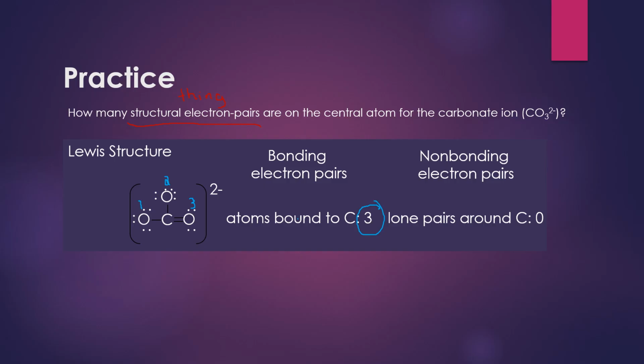Now we can take this a step further and also determine the shape. So might as well, since we've already drawn the Lewis structure, 3 total things, all of those things are atoms, 0 of those things are lone pairs, so the shape for this guy would be trigonal planar, just like that boron trifluoride example that we did. It's going to take me a minute to write trigonal planar.